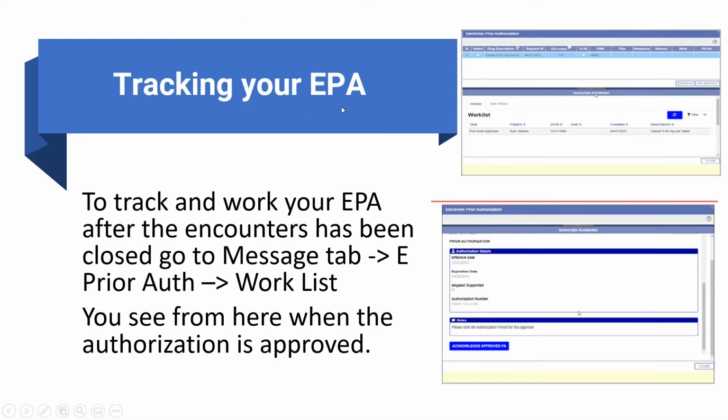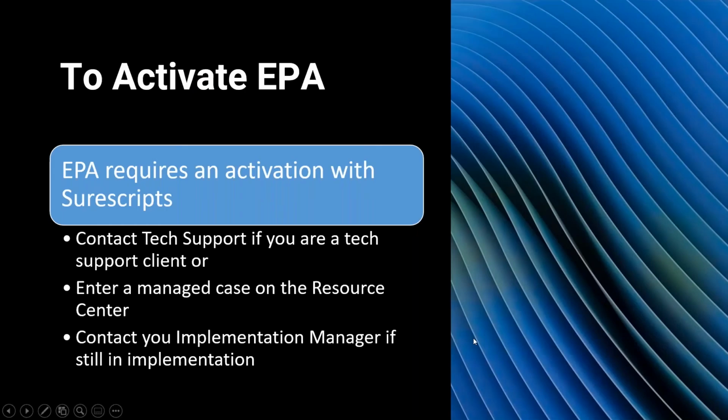The tracking of the EPA is very easy. You can see it in your work list. The work list can be found under Messages tab under E Prior Auth, and then your work list will be there. It is not there unless your EPA is actually turned on. Now, when you see here that your authorization has been approved, you can click on it again, and it'll give you all the approval details.